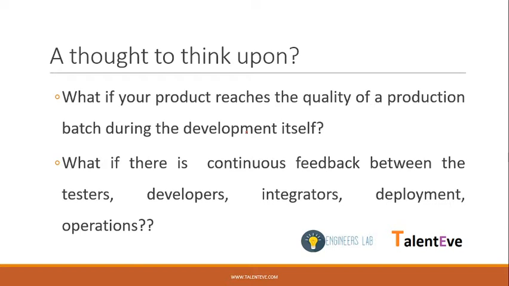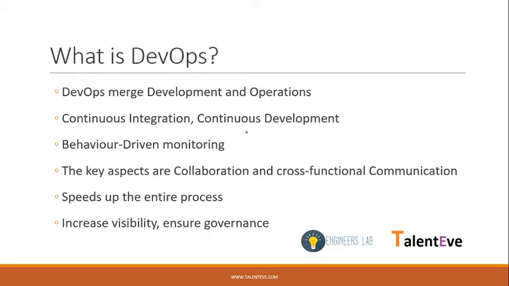For that, one of the important points is that you must have continuous feedback between testers, developers, the integrators, the deployment team, and the operations team. So there must be continuous feedback between all these people. Now that is where DevOps comes into the picture. The thought is that when you develop something of the best quality, which can be directly released to the market, and you have continuous feedback between the different cross-functional teams, that is where DevOps comes into the picture.